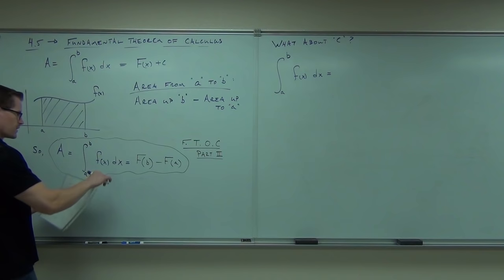So root 2 over 2 to the 6th power over 12 minus 0 to the 6th power over 12. What's 2 to the 6th? It's how much? 2 to the 6th is 64. Now, root 2 to the 6th power is 2 to the 3rd, which would be 8.